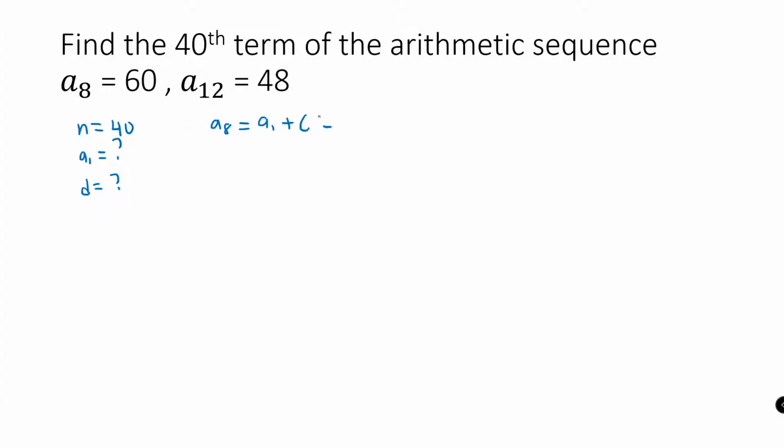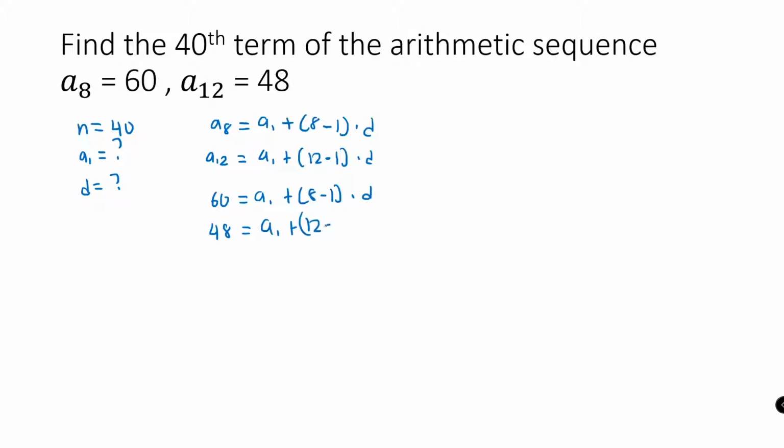So it's supposed to be 8 minus 1 times D, where A12 is equal to A1 plus 12 minus 1 times D. So we put in all these, which will be 60 is equal to A1 plus 8 minus 1 times D, and 48 equal to A1 plus 12 minus 1 times D.